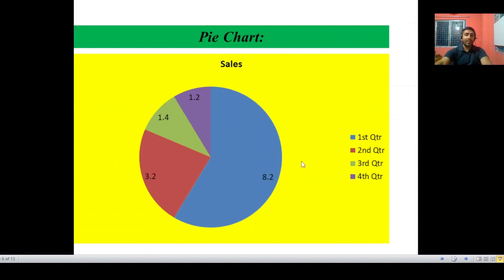And next one we can see pie chart. This is a pie chart, and the pie chart has some slices. Every sector of a pie chart we can say is a slice. Every sector of a pie chart is known as a slice. We can see here one, two, three, four slices of a pie chart, and first quarter, second quarter, third quarter, fourth quarter, and every quarter is known as a slice.